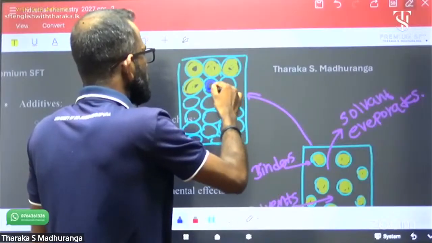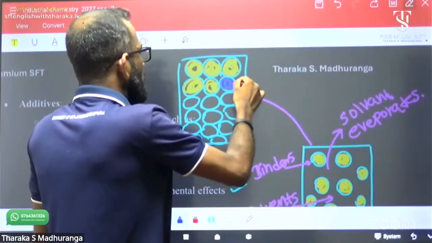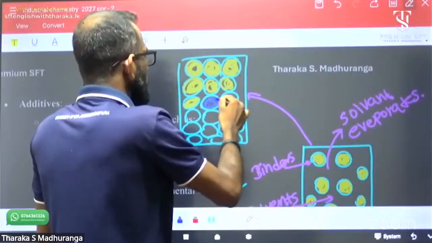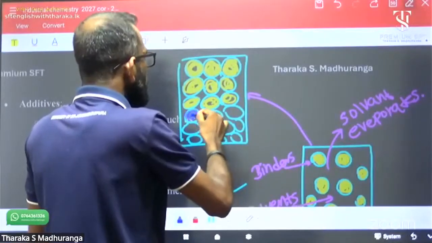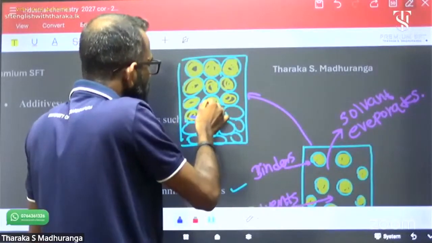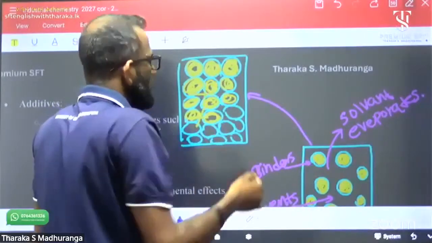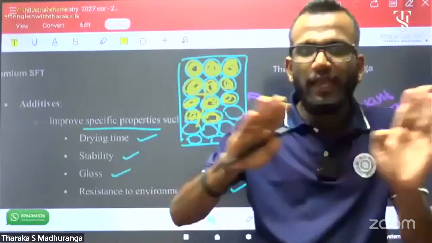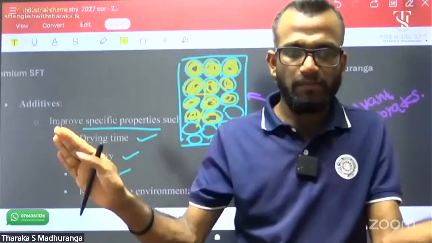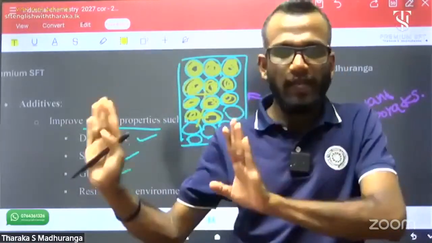I got it, understood. After that, they make cross linkage between binders. Cross linkage means they make bonds like this, cross bonds, and make a dry layer. That we call the dry paint layer.